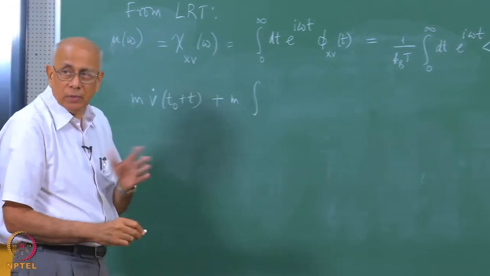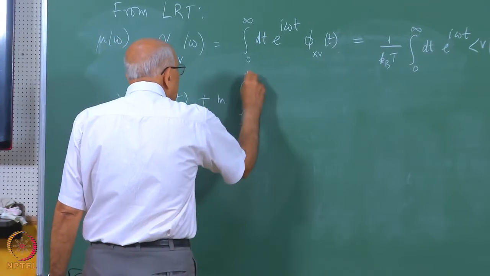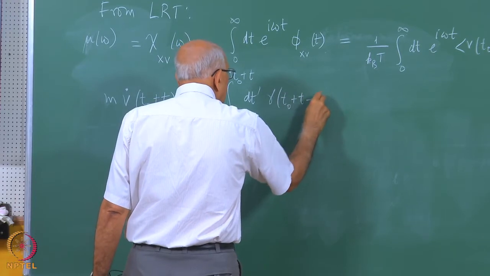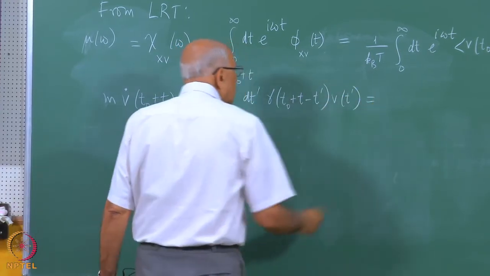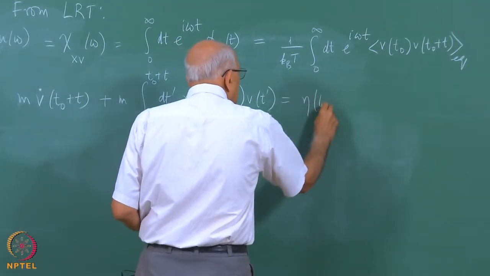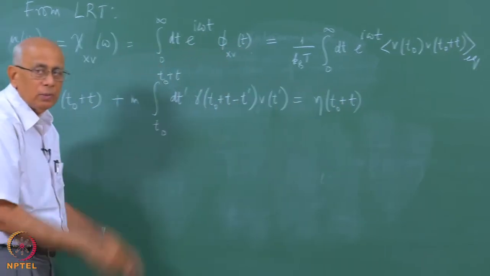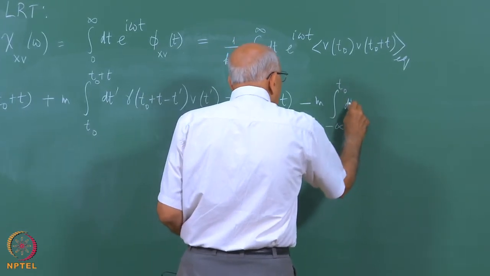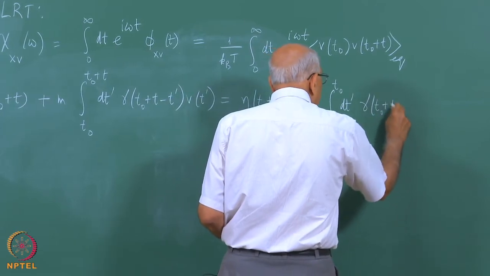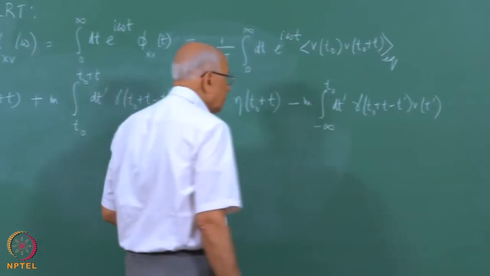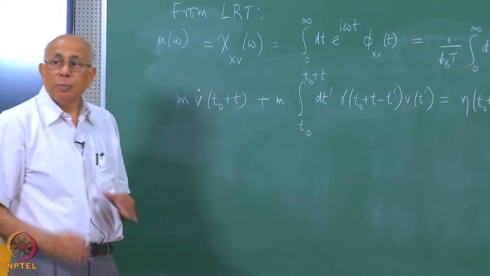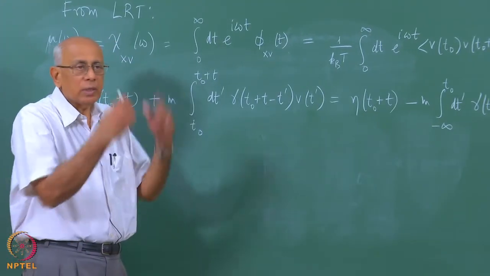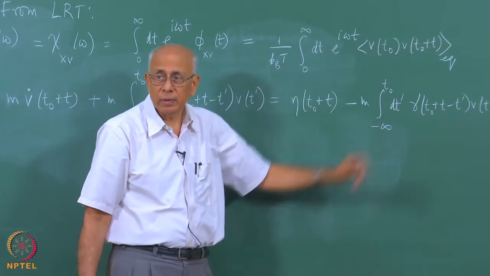And let's break that up into two pieces for a reason which will become clear. Let's break it up into t0 plus t, dt prime, gamma of t0 plus t minus t prime, V of t prime, equal to, on the right hand side, the noise at time t0 plus t, because that's the instant at which I'm writing my equation down, minus the piece that I took away from here. So it's minus M integral from minus infinity up to t0, dt prime, gamma of t0 plus t minus t prime, V of t prime. So I've split the frictional force into two pieces. One depends on the velocity history after my initial time t0, and the other is past history from way back.